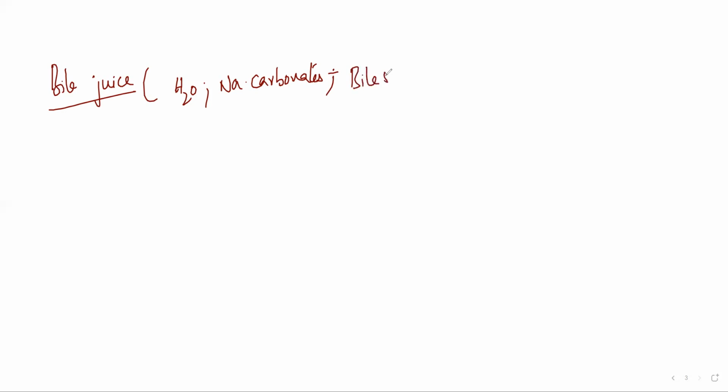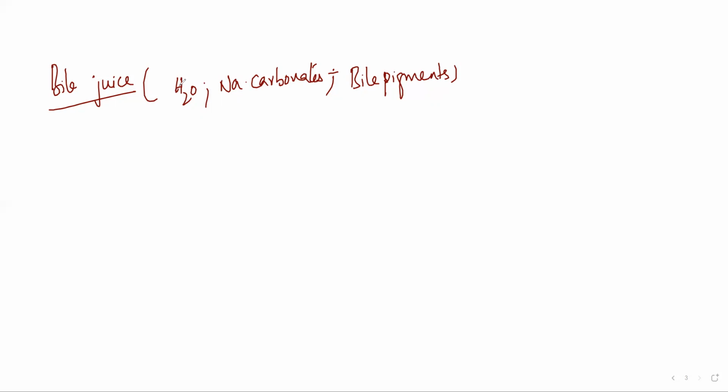But when we speak about the role, coming on to the bile juice, the first thing we would like to see is what is present here and what it does. To remember this, bile juice consists of the bile pigments, the water and the sodium carbonates. Together they constitute the bile juice. And as we have seen, its pH is 8, so it is alkaline in nature.